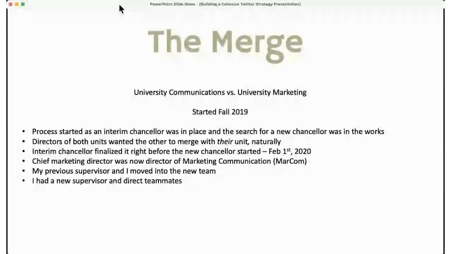So starting February 1st of last year, 2020, the chief marketing officer became the new director of marketing communications, aka Marcom, a way cooler, shorter way to say what we do. Usually our department names are so long. And anyway, so my previous supervisor and I moved to the new team. And now I had a new supervisor and new teammates. So my sub-team in Marcom is called the Digital and Research Team, aka the DIRT team.